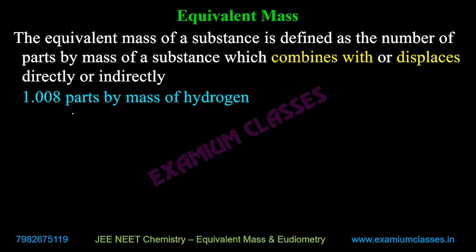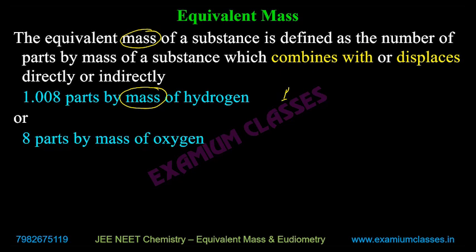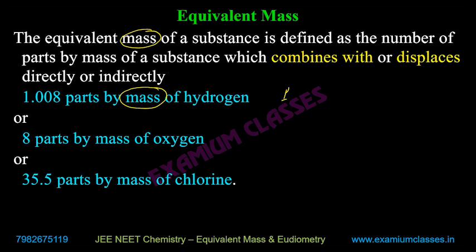1.008 parts by mass of hydrogen. Everything we are talking in terms of mass. We normally take it 1 part by mass instead of 1.008. So in numericals, which we will be doing, we will be using 1, not 1.008. Or 8 parts by mass of oxygen. 8 parts, okay? Or 35.5 parts by mass of chlorine. This is the definition of equivalent mass, and we will be using this.